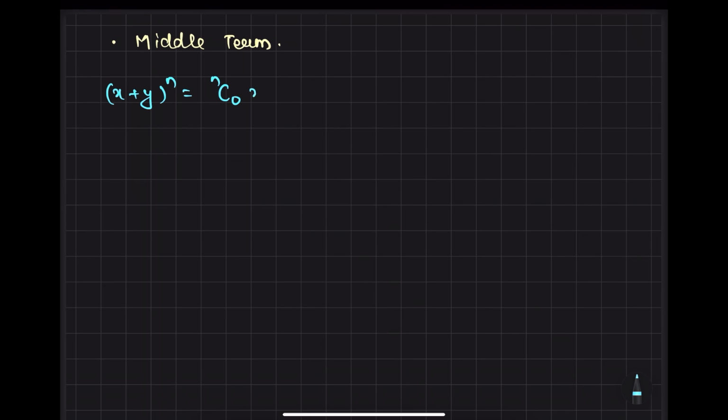x will take power as the difference of upper subscript and lower subscript, n minus 0, and y will take 0. nC1, x will take n minus 1, y will take 1. nC2, x will take n minus 2, y will take 2, and this thing will keep on going. Correct? Now suppose that we have to find out the middle term.